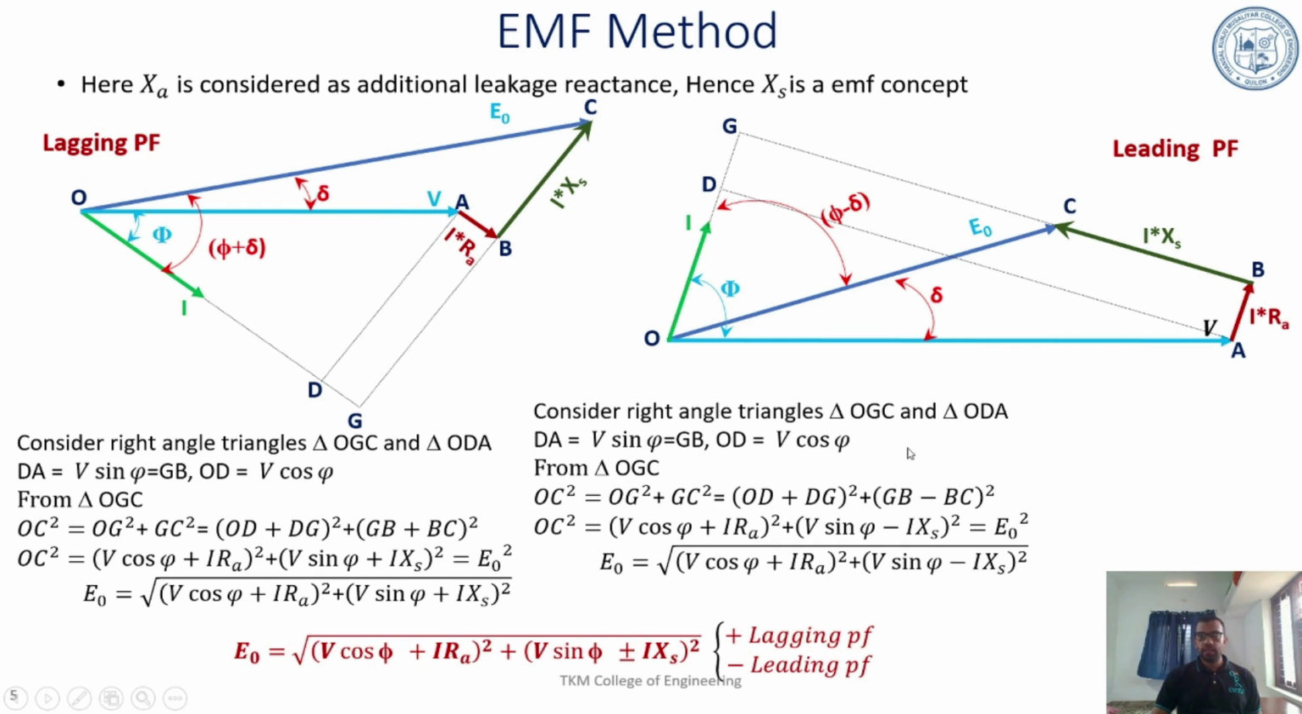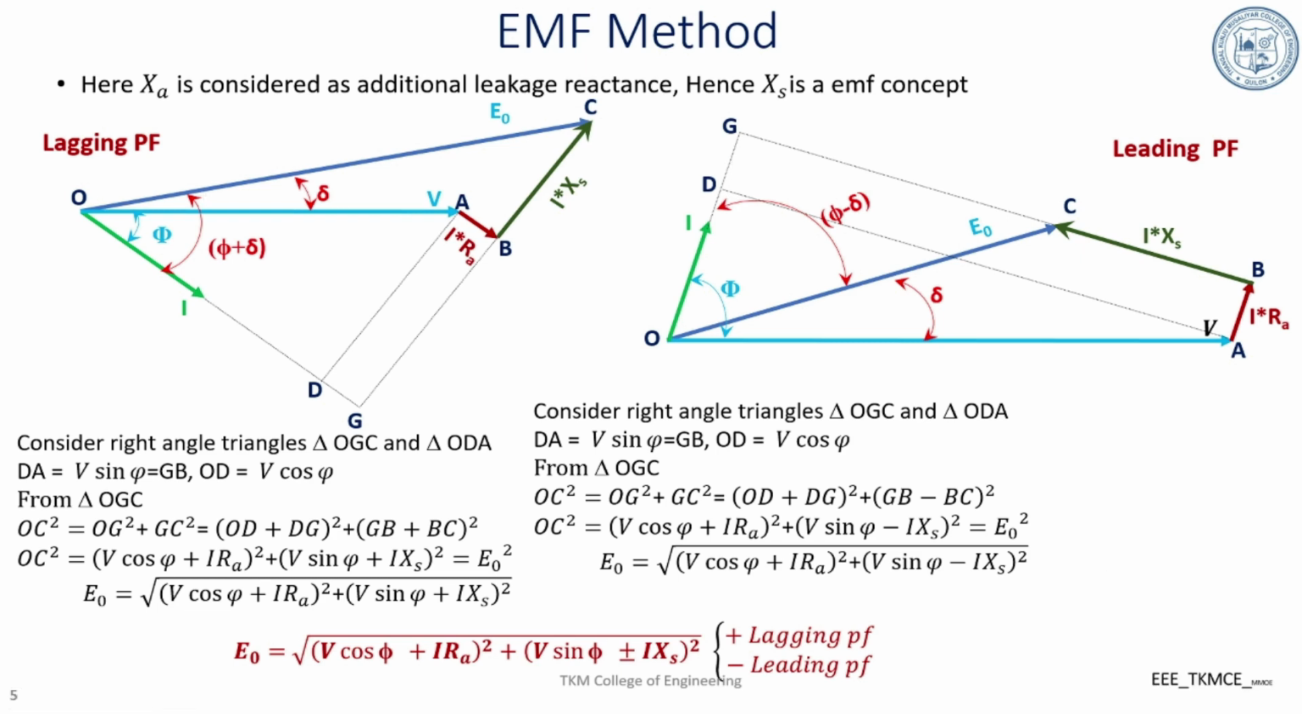So from this phasor diagram of leading power factor, angle phi minus delta is obtained as tan inverse of (V sin phi minus I into Xs) divided by (V cos phi plus I into Ra). It is to be noted that for lagging case, E0 is more than the terminal voltage. Therefore, the machine is termed as over-excited condition. Similarly, for leading power factor condition, we can see that E0 is less than V.